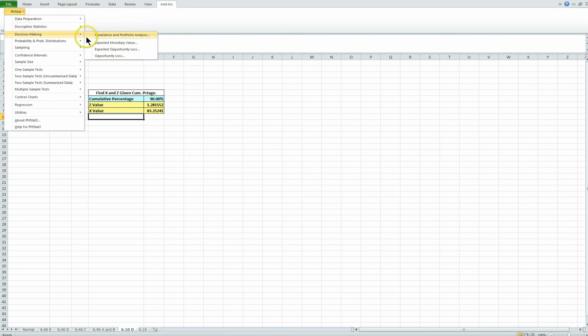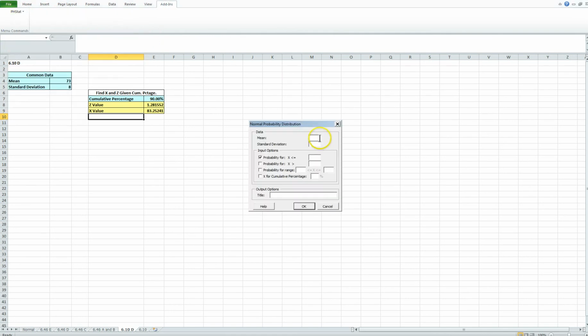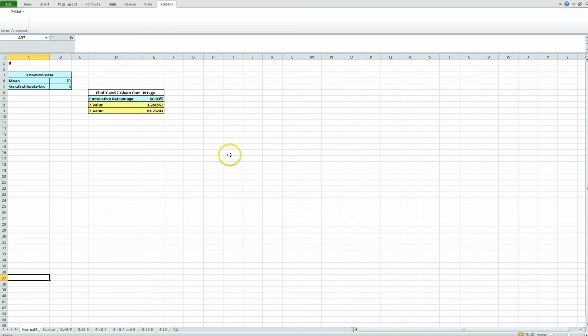We went to decision making, probability, normal. We put in our initial mean of 73, our standard deviation of 8, and then our cumulative percentage here for 90, and this was for part D. So we get this z value of 1.28.